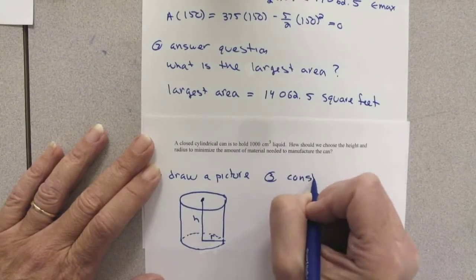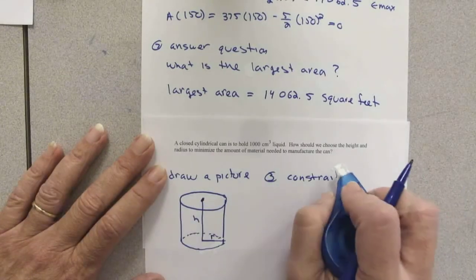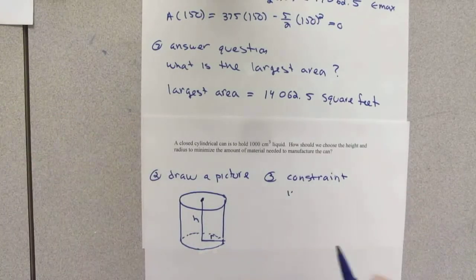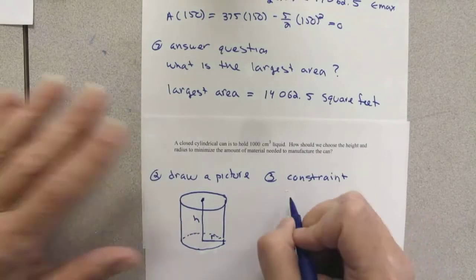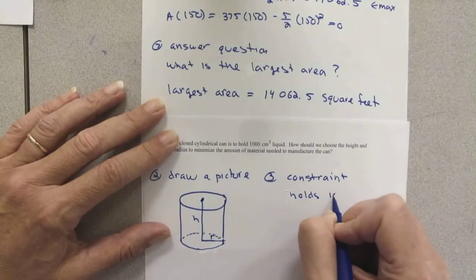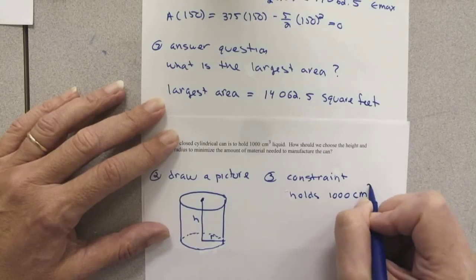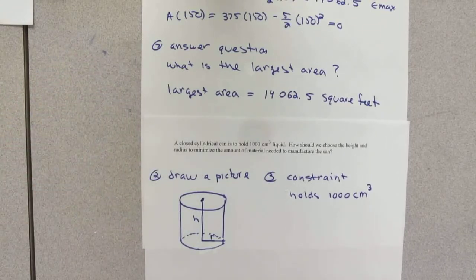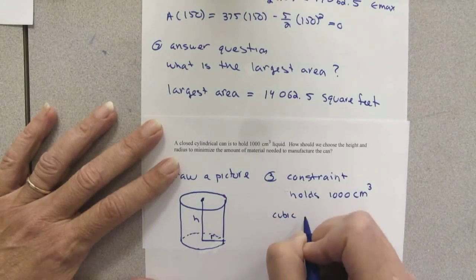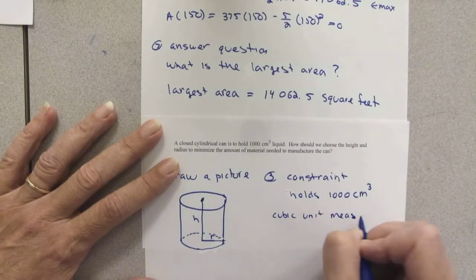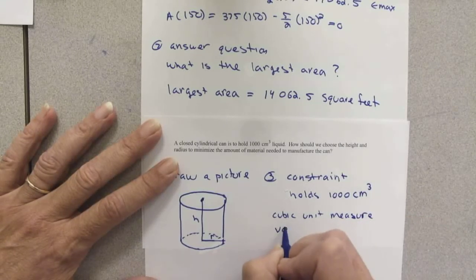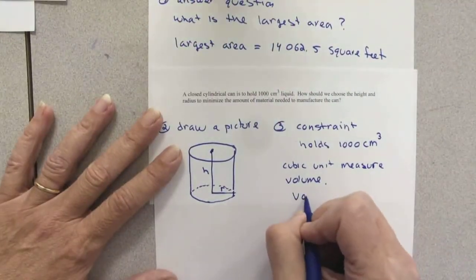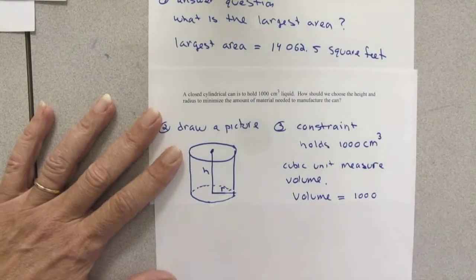Step 3, my constraint. My constraint here is holds 1,000 cubic centimeters. And then we get to decide what that means mathematically. And your units can give you clues sometimes. Cubic units measure volume. So what they've told us here is that the volume equals 1,000.